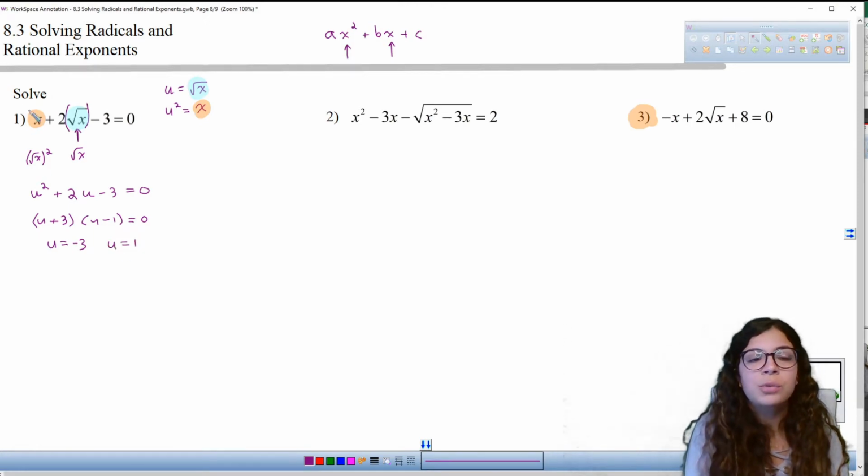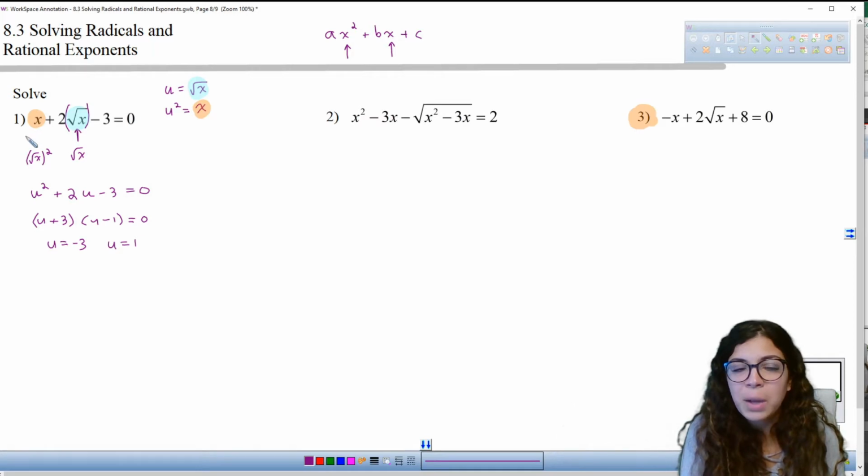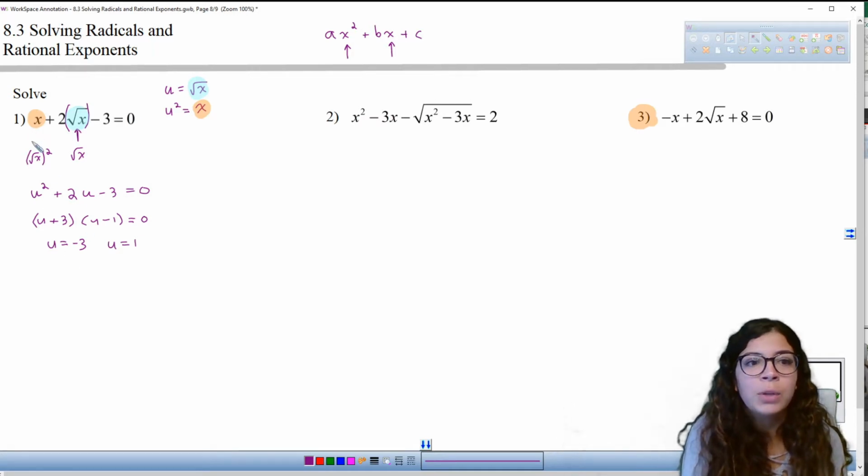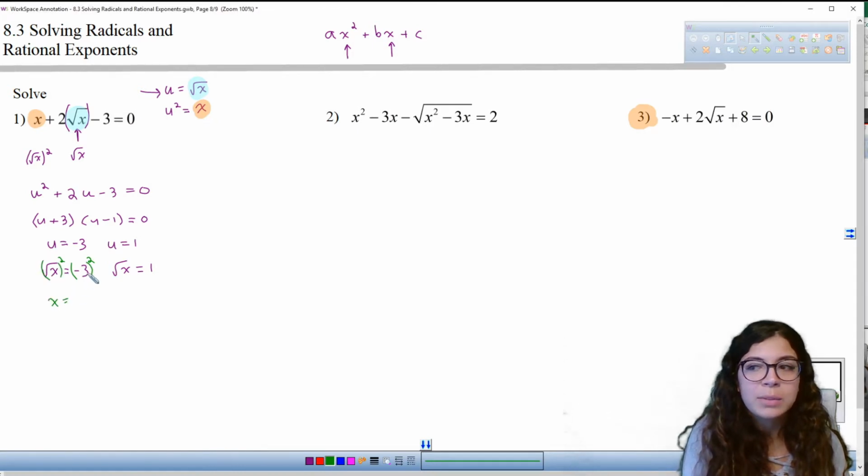Now, of course, the solution that they're looking for is with the original question, which has the variable x, not u. So we'll need to replace u back, right? What does u equal? Well, u is square root of x. So this is square root of x equals -3, and square root of x equals 1. So now we can solve both of these equations by squaring both sides. So we get x equals -3 squared, which is 9. And here we would square both sides. So we get x equals 1. So now we have our solutions, x equals 9 and x equals 1.